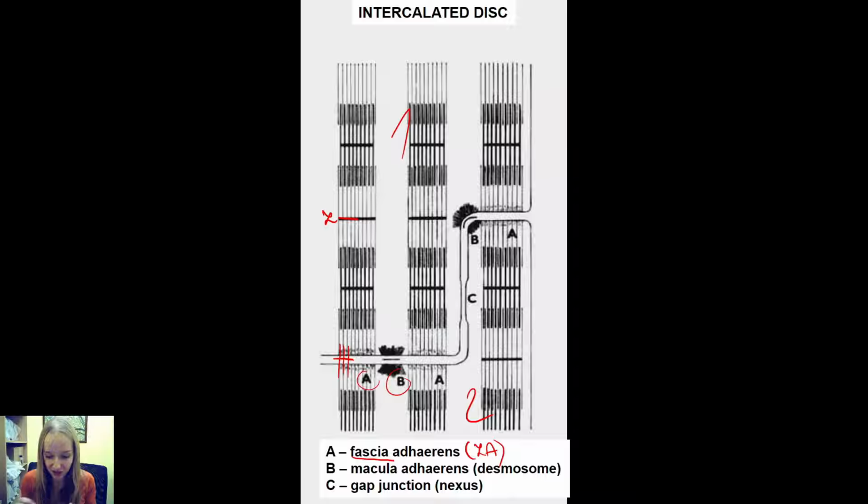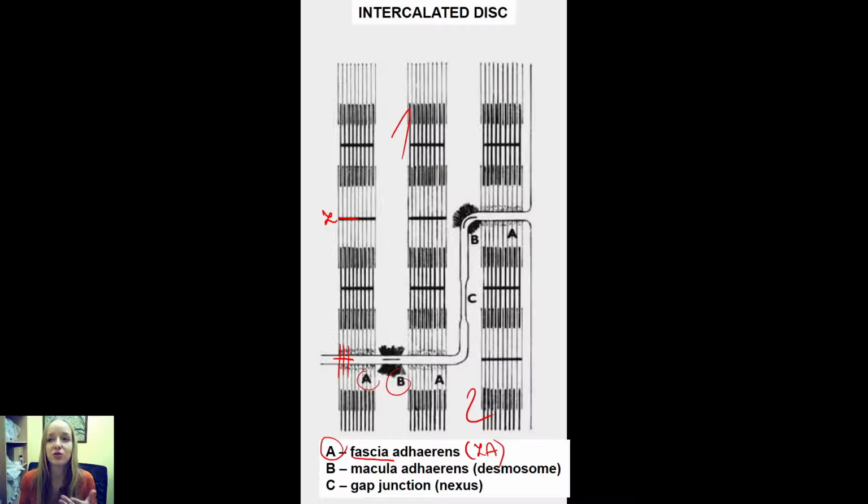They need to be interconnected very firmly in order to function. So we have this fascia adherens right here, and in the cross section or cross component here we have a macula adherens. This is just a normal desmosome, which is here. You already know the structure of a desmosome.